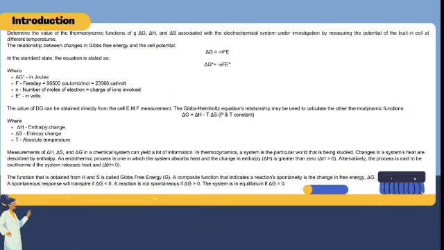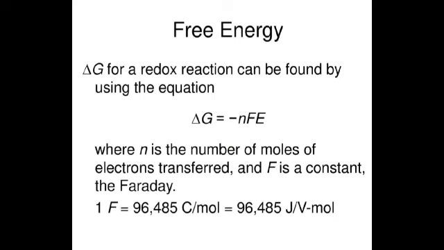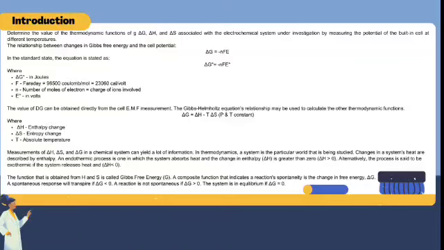The relationship between change in free energy and the cell potential can be determined by the equation delta G equals minus nFE, where delta G is in joules, F is the Faraday constant, n is the number of moles of electrons or charge of ion involved, and E is in volts. The value of delta G can be obtained directly from the cell EMF measurement.